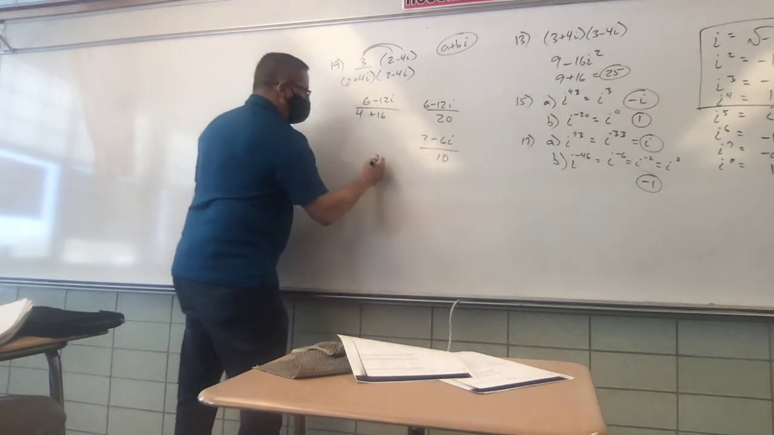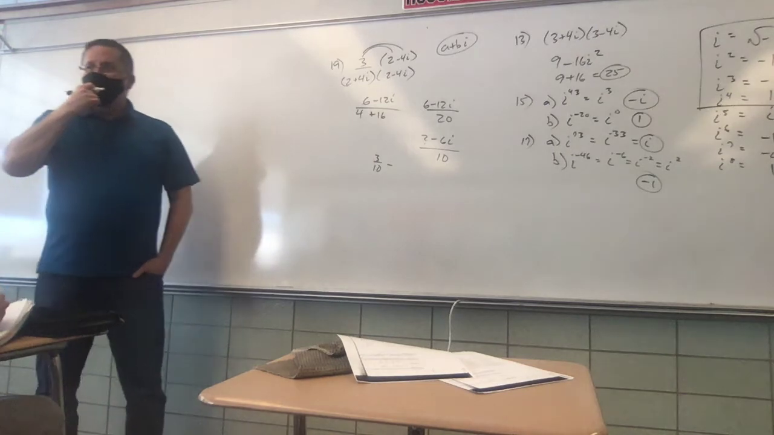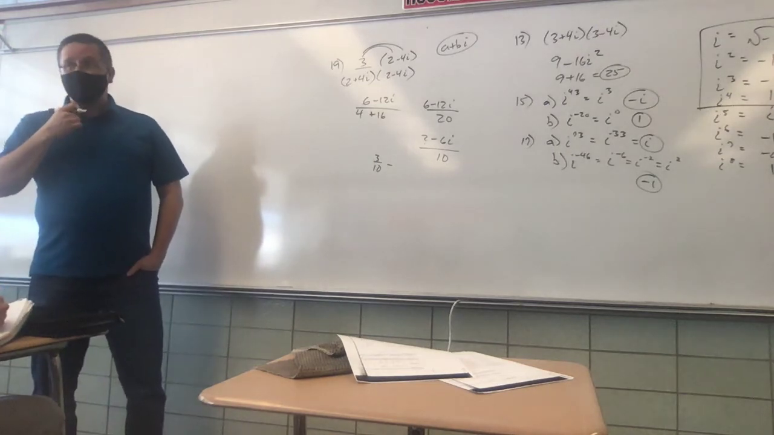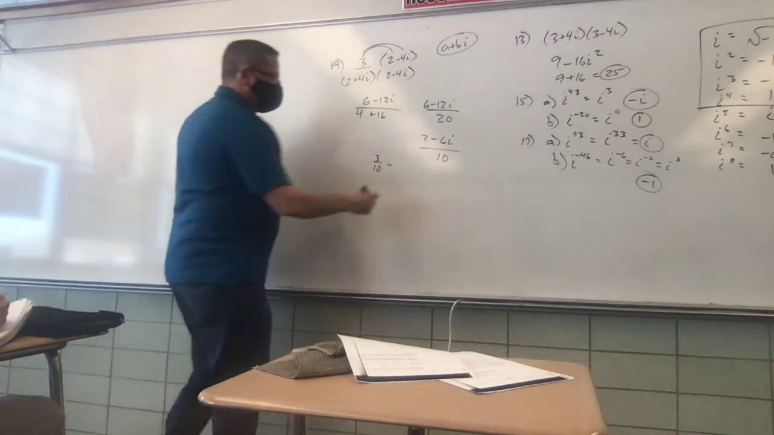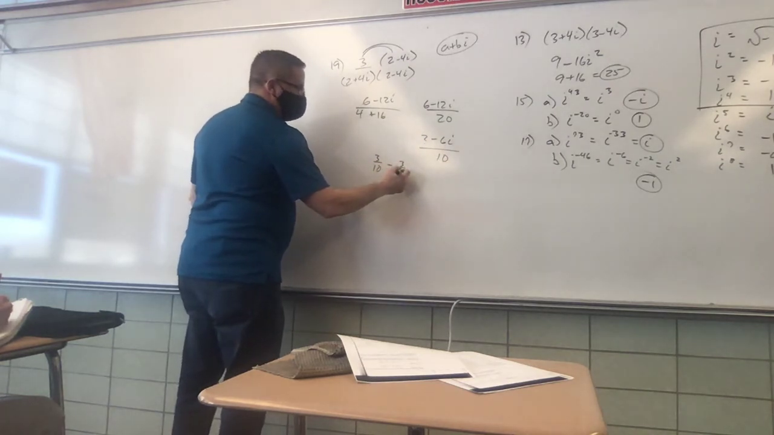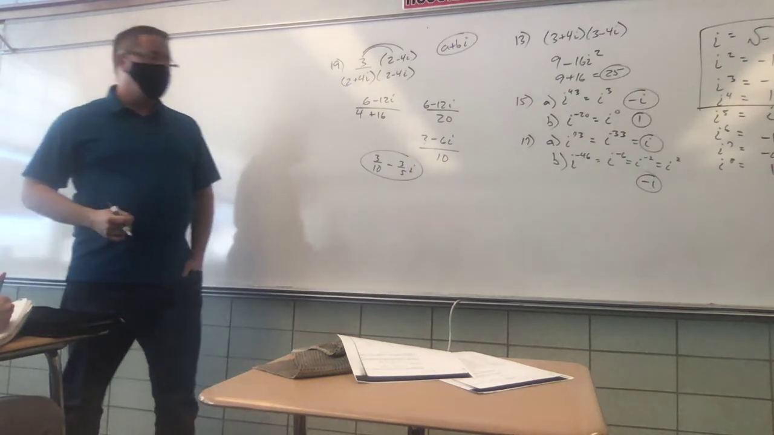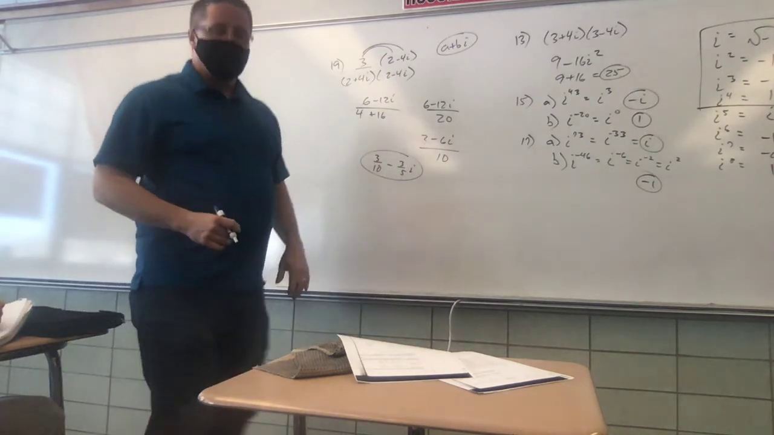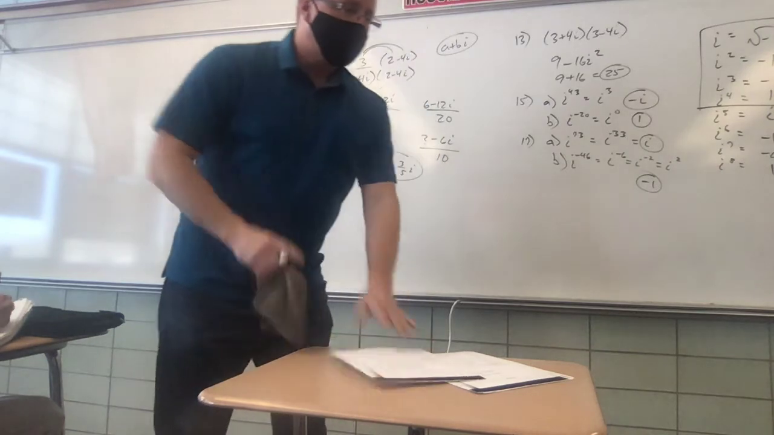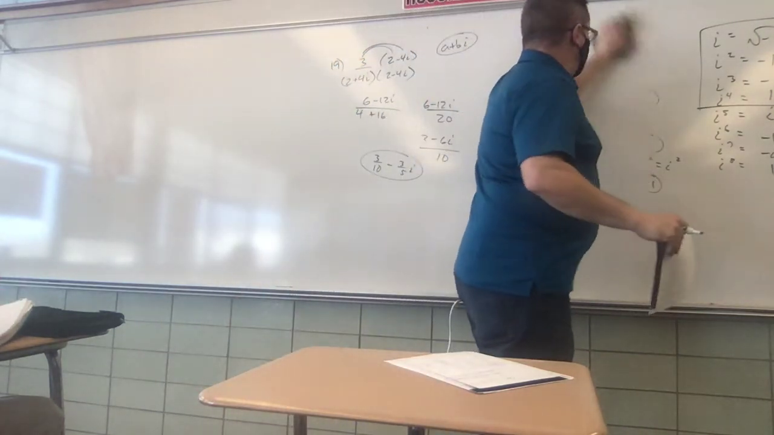So you should have 3 tenths minus, what's the imaginary part? 6. And 6i over 10, can you simplify it? Yeah. To what? 3 fifths i. That's the way you really should put it, okay? The real part, the imaginary part, and simplify it if possible.